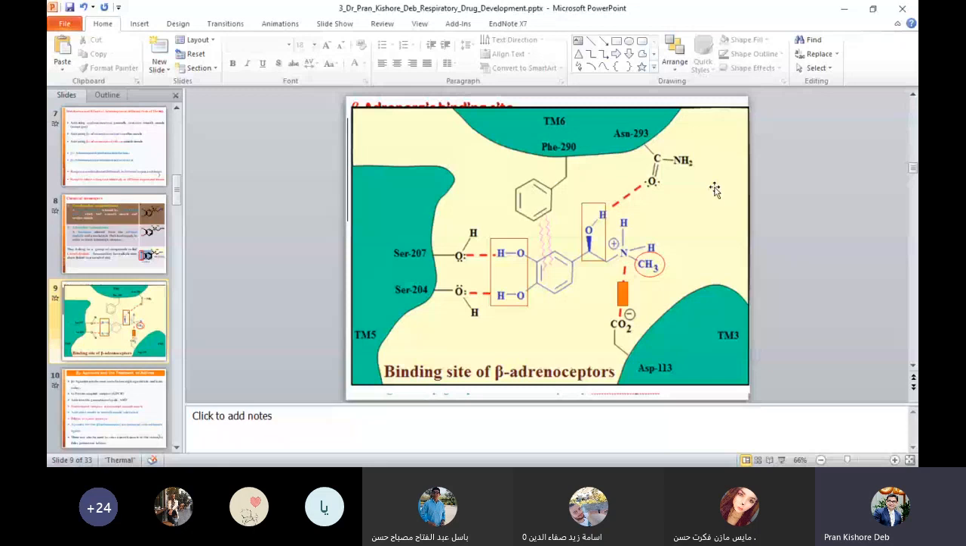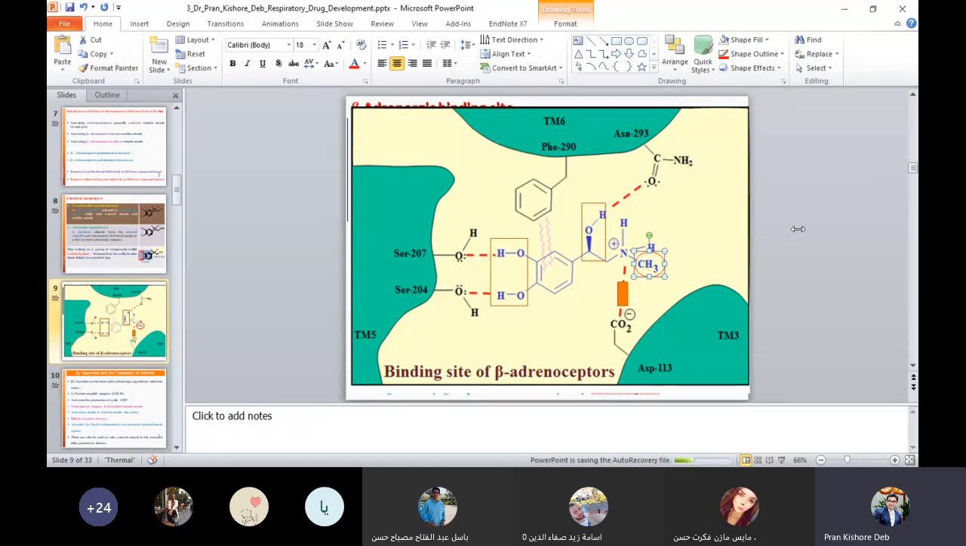Then 2 types of hydrophobic interaction we have seen. One is pi-pi stacking interaction between the 2 benzene ring, and hydrophobic interaction between the alkyl group, that is the methyl here, and the receptor pocket. Okay, there is a pocket. Assume there is a pocket. So the ring I drew here, imagine this is the pocket of the receptor.